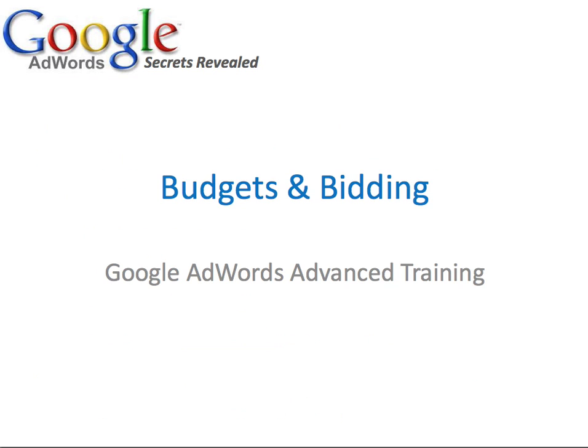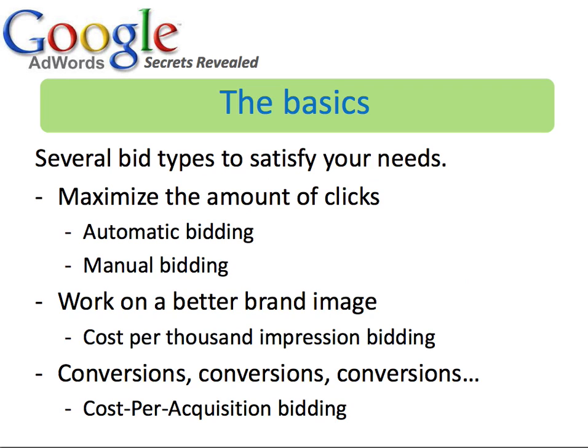Good morning everybody, my name is Rocco Baldassarre and today we are going to talk about budgets and bidding on Google AdWords. So first of all, let's say that in order to set up a basic bidding strategy, you will need to have a goal. And the goal can be to maximize your amount of clicks. And this can be done through automatic and manual bidding.